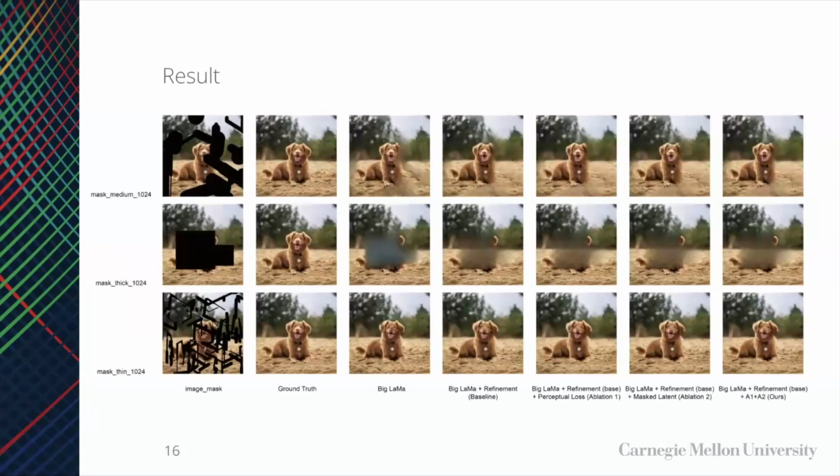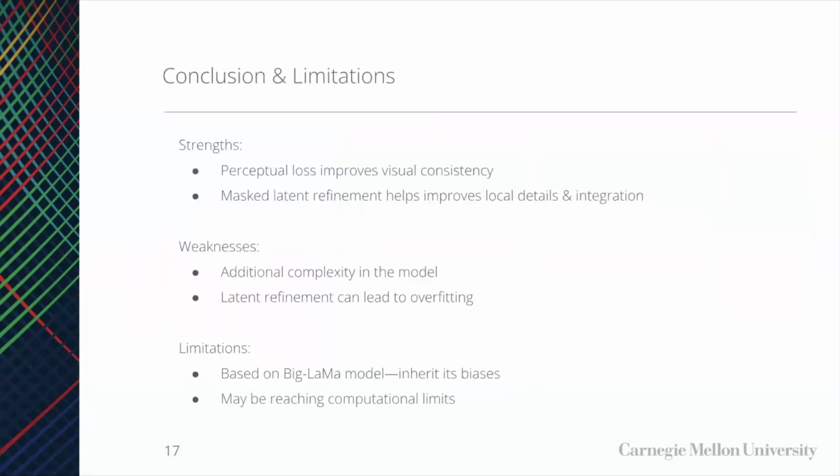Here's a visual of our results. The first column is the mask image, second column is the original image, and the rest are results produced by different models. Finally, here are some strengths, weaknesses, and limitations.